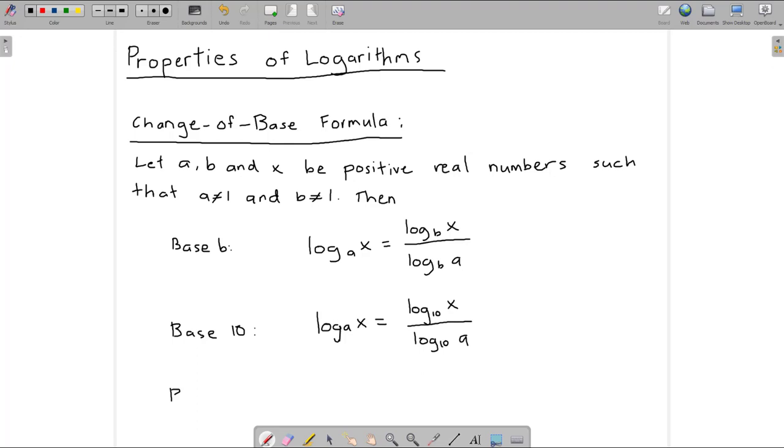You can also do base e, remember our natural log. So you could say log base a of x equals natural log of x over natural log of a.